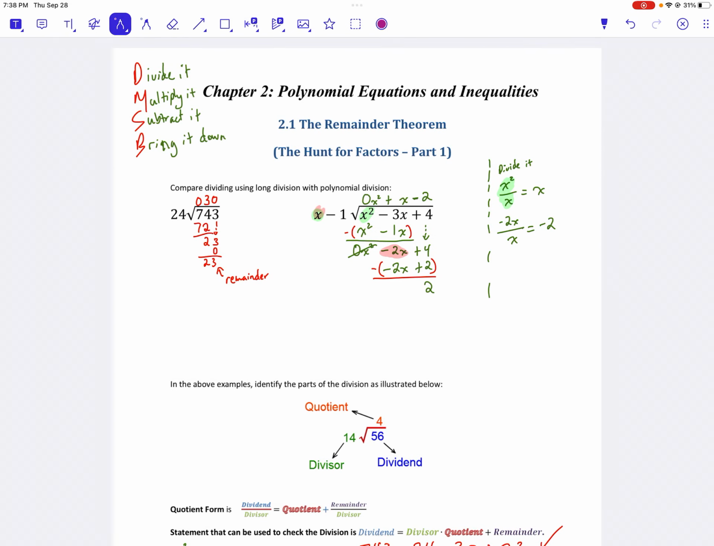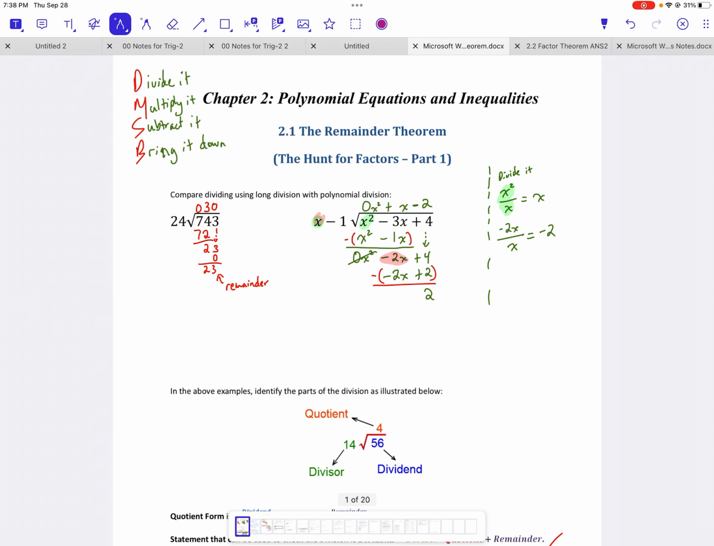So in our last lesson, we learned about how to do long division. And in this lesson, we're going to learn how to use synthetic division, which is a lot quicker. And so it's probably the method of choice in the long run here.